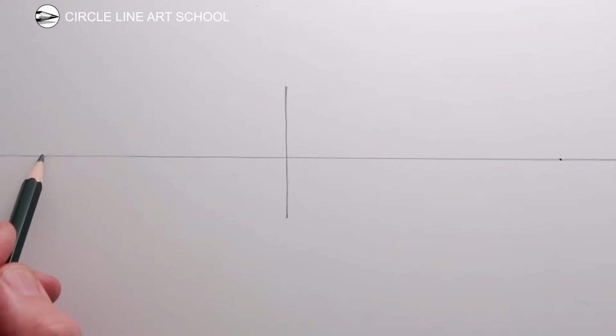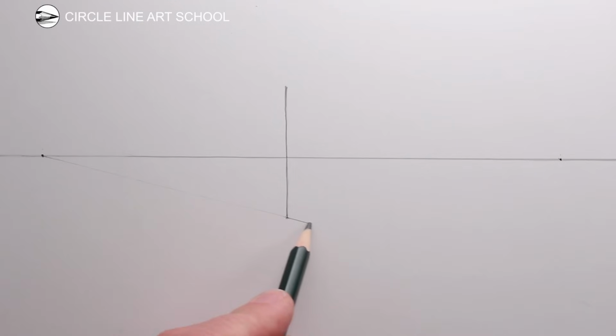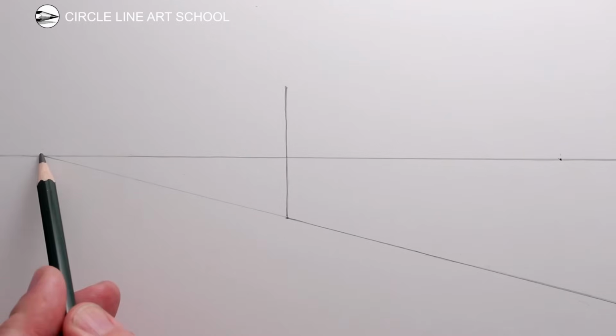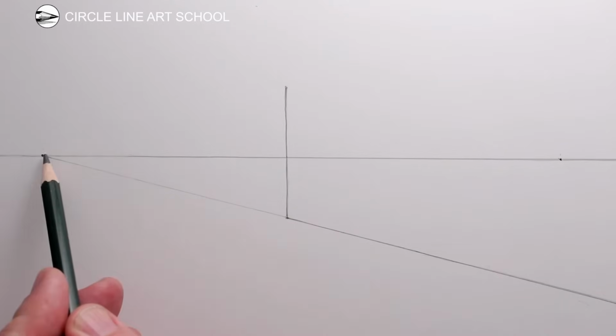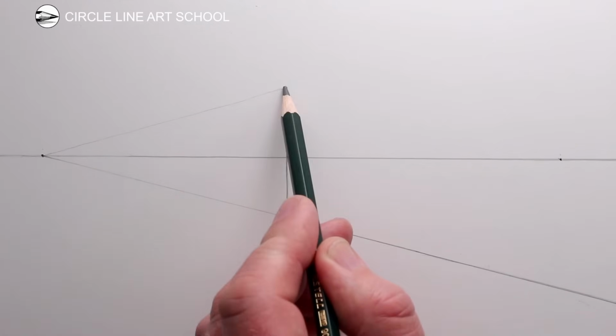Now, using the left vanishing point, draw a diagonal line from the base of the vertical line that goes to the right, and then draw another line from the left vanishing point to the top of the vertical line and continuing going to the right.